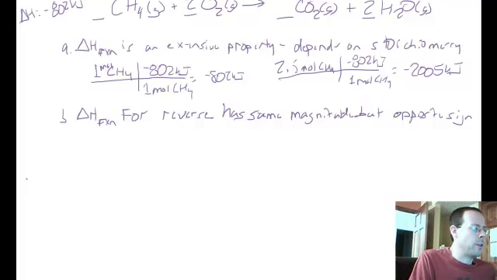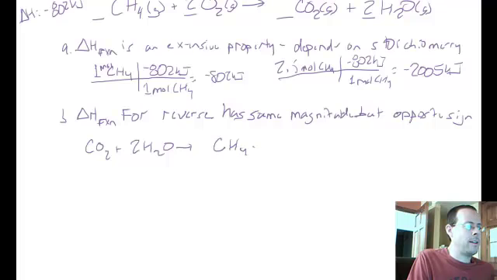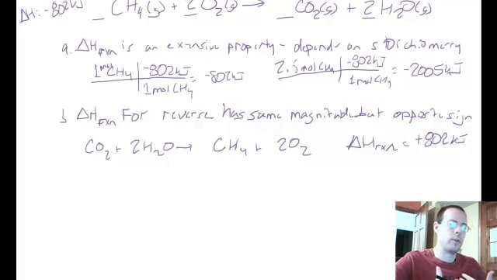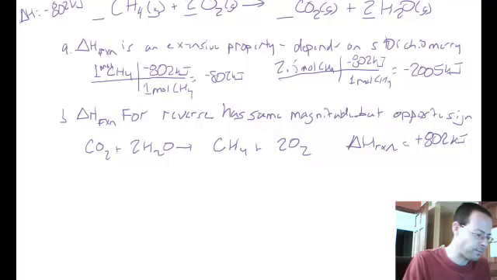So if we were to rewrite this equation just the opposite way, so we're going to react carbon dioxide with 2 moles of water, and they react to form methane plus 2 moles of oxygen. Our delta H of reaction for this reaction is going to be positive 802 kilojoules. Okay? If we reverse the reaction, instead of giving off 802 kilojoules, it's going to require 802 kilojoules.